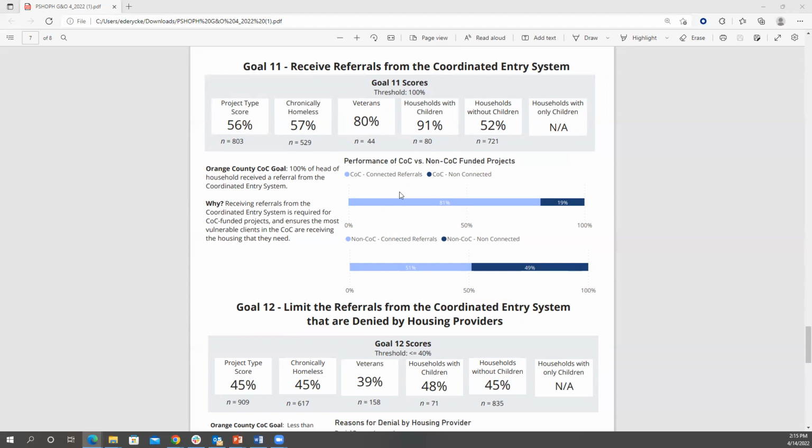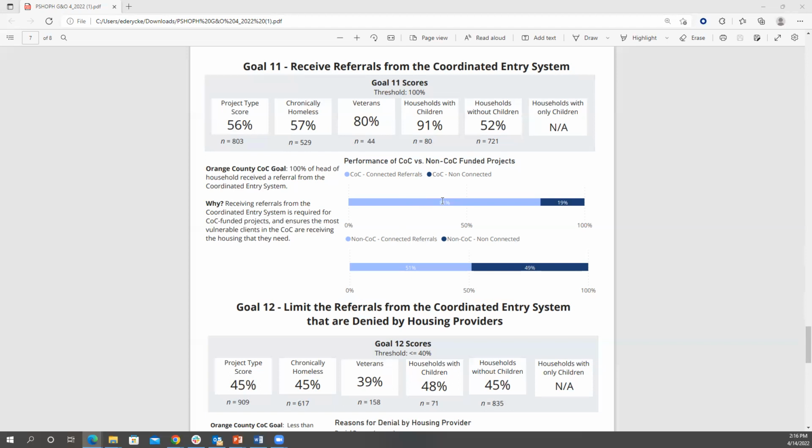So we again want all referrals to be coming from coordinated entry to ensure that the most vulnerable clients are receiving the housing that they need. And also keep in mind for COC and ESG funded projects, it is a requirement to receive referrals from coordinated entry. Except for if you're a DV project, those projects are not included in coordinated entry right now.